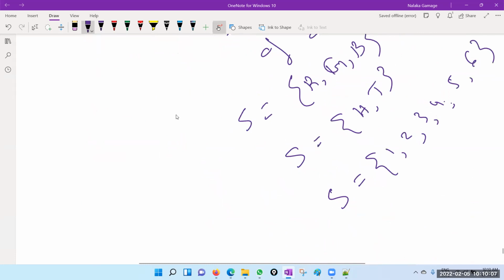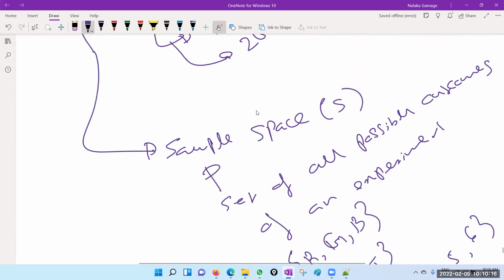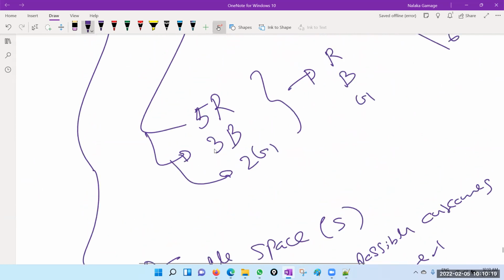Okay, so this exercise: I have 5 red balls, 3 blue balls, and 2 green balls in a bag. I'm taking a ball randomly. I'm taking 2 balls, 1 ball, then the next ball, or just 2 balls. Can you write the sample space?